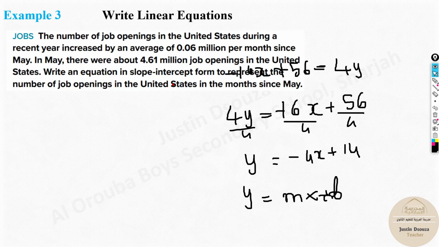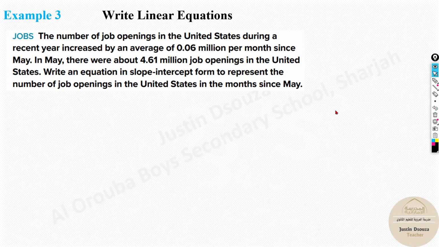Now here we have a real world problem. Let's read this. The number of job openings in the United States during a recent year increased by 0.06 million per month since May. In May, there were about 4.61 million job openings in the United States. Write an equation in slope-intercept form to represent the number of job openings in the United States in the months since May. So many words, but the main concept is that they want you to write this as a linear equation, right?